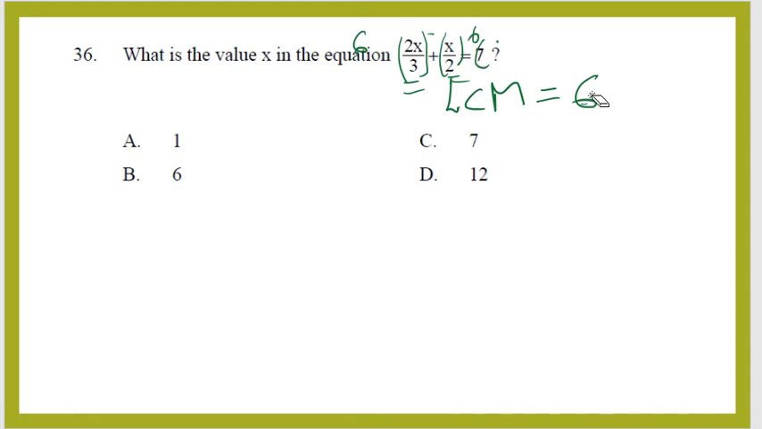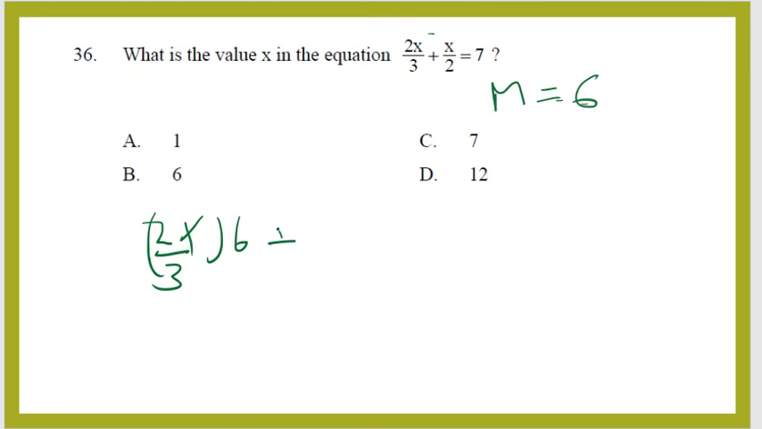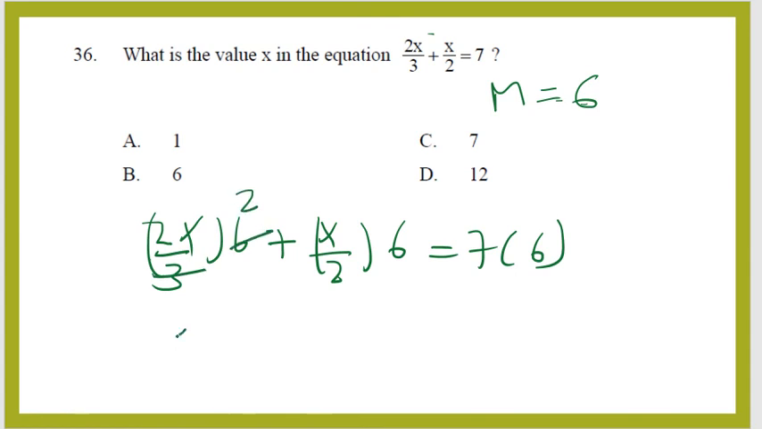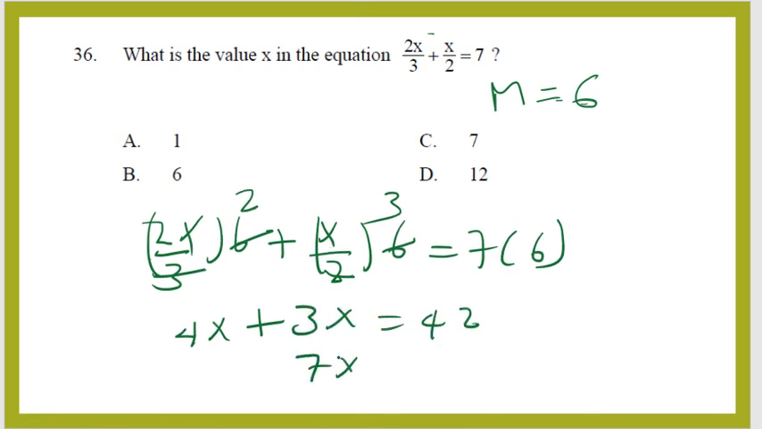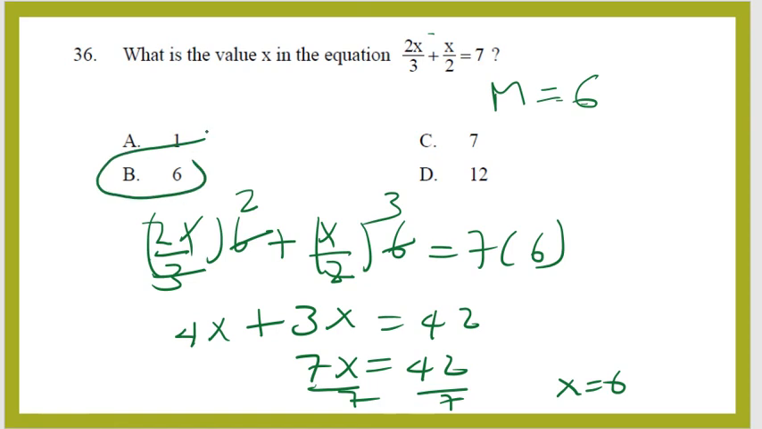Okay, let us rub it because it's somehow mixed. Let us try to make it clear. If we use the LCM method, it will be 2x over 3 multiplied by 6 plus x over 2 also multiplied by 6 is equal to 7 also multiplied by 6. Here when you multiply by 6, the 3 cancels. 2 times 2 will be 4x, plus here 6 divided by 2 is 3, and 3 times x will be 3x, is equal to 42. Then the sum will be 7x. 7x is equal to 42, which means if you divide both sides by 7, the value of x will be 6. So the answer will be B. This is question number 36.